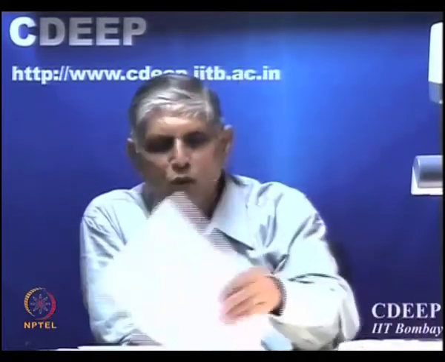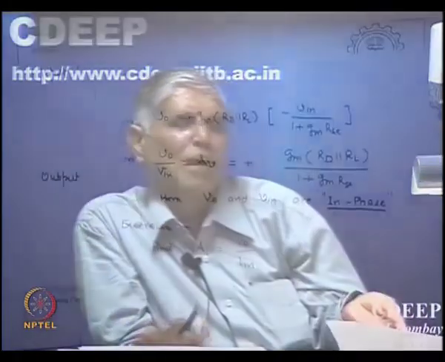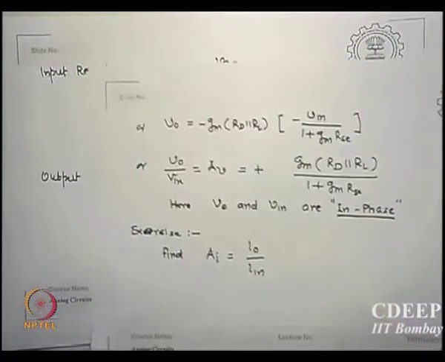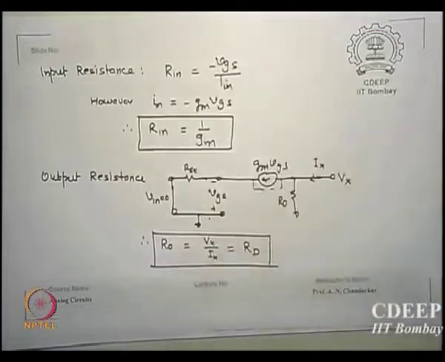Is that okay? So what is the advantage of common gate you saw from here? The voltage gain, how much was the voltage gain we said? Gm RD parallel RL. Is that correct? That was the voltage gain. So which is like a normal amplifier. But it is in phase. Its output resistance is low, its input resistance is high.